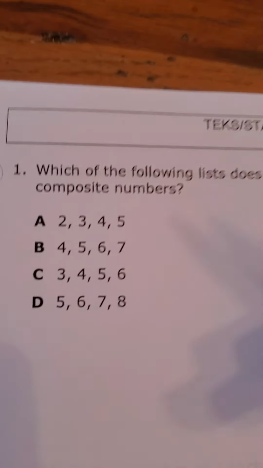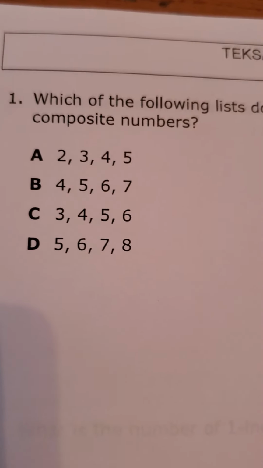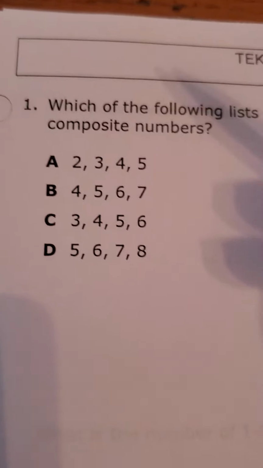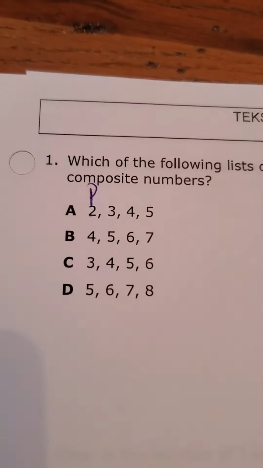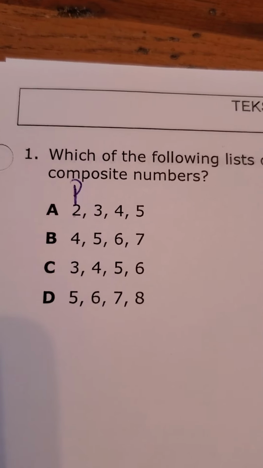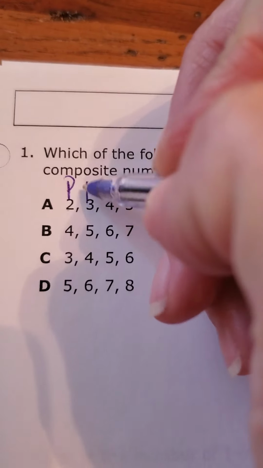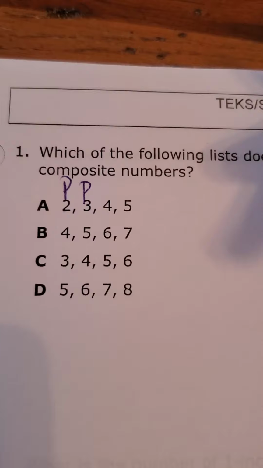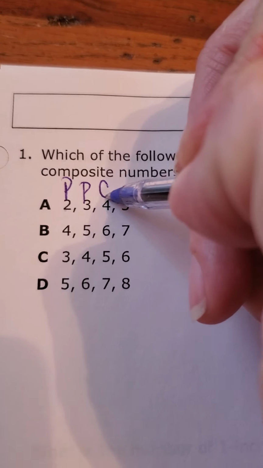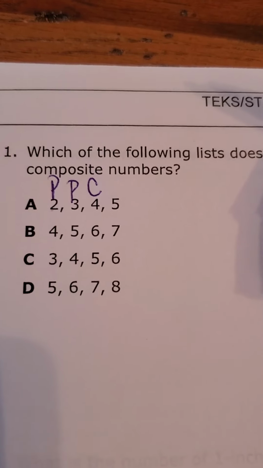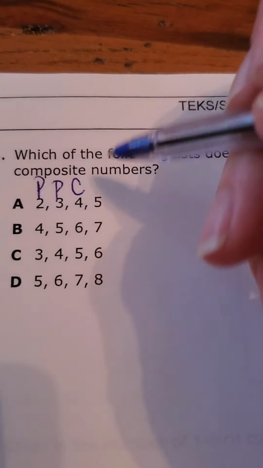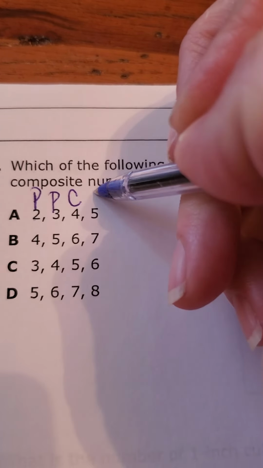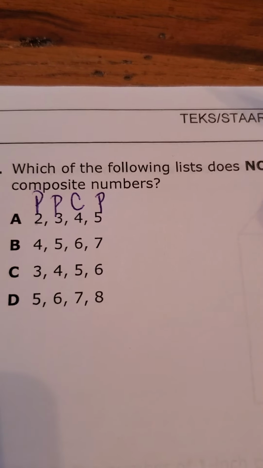Also remember that if it is a prime number, it will be an odd number except for 2. Okay, so let's take a look at the lists here and label each one. 2 is going to be a prime number because the only thing we can multiply together to get 2 is 1 times 2. 3 is also prime, 1 times 3. 4 is composite because it's an even number. We can divide it by 2. 1 times 4 and 2 times 2. And 5 is prime, 1 times 5.